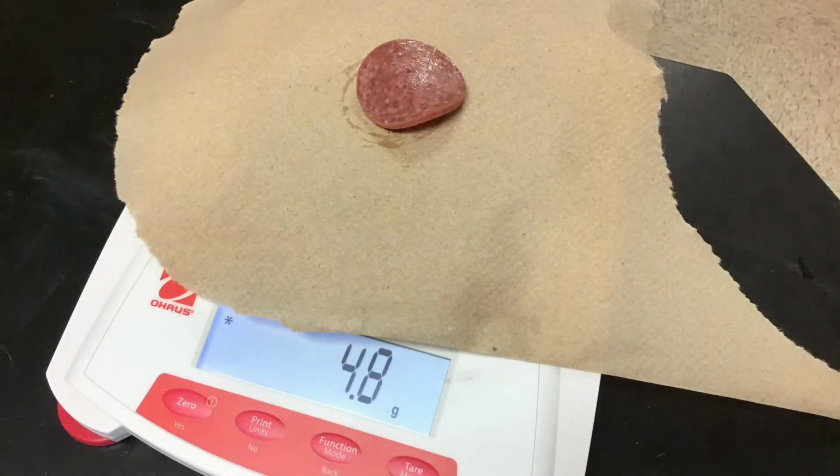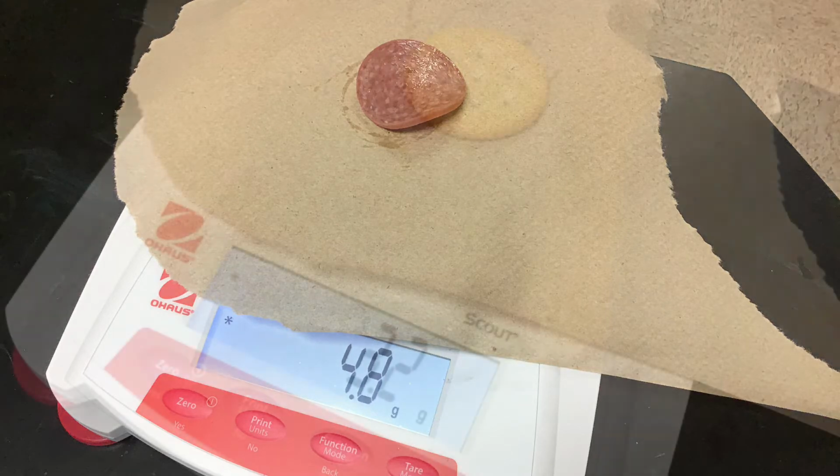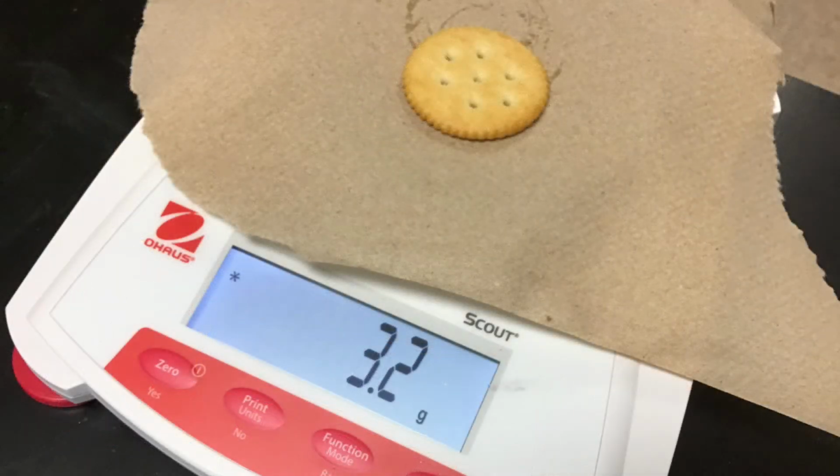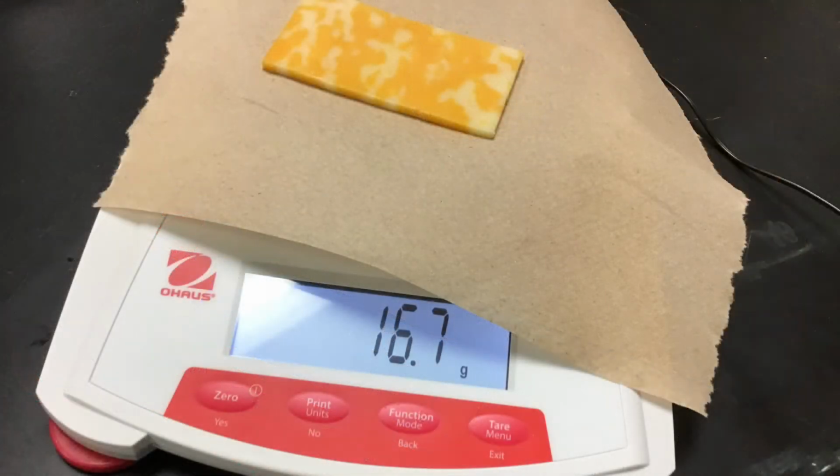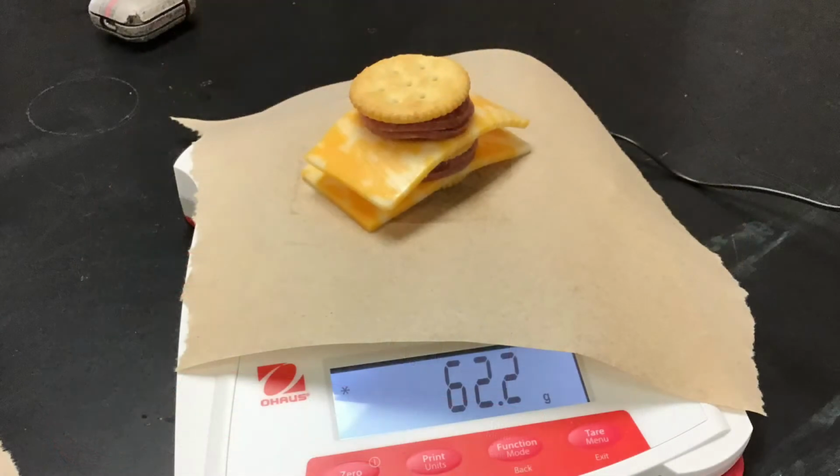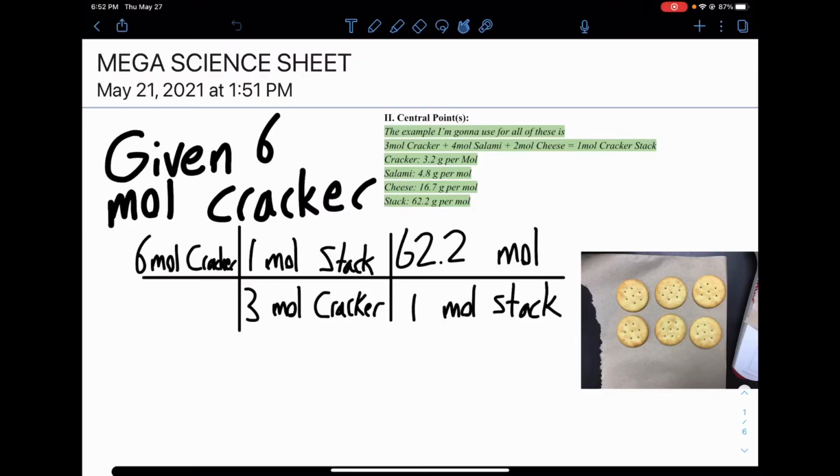So below that we have the molar mass of all the foods, and the molar mass is just how much mass there is in something per a mole of it, so how many grams per mole. So cracker 3.2 grams per mole, salami 4.8 grams per mole, and cheese 16.7 grams per mole. And then just combine all the ingredients, and that's the molar mass of the overall stack. Okay, so ideal stoichiometry is used to find 3 main things: moles to grams, grams to moles, and grams to grams. But let's start with mole to gram.